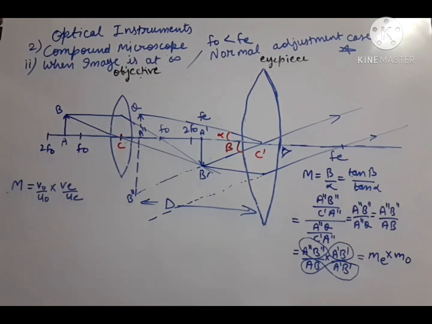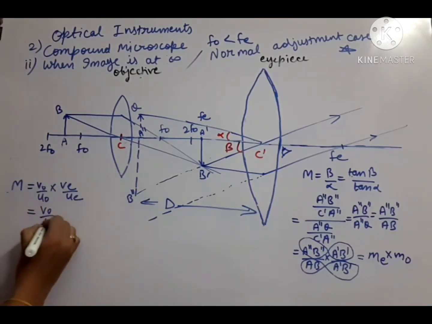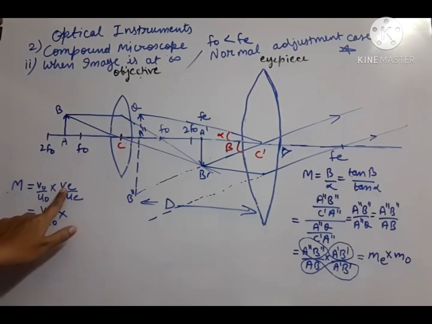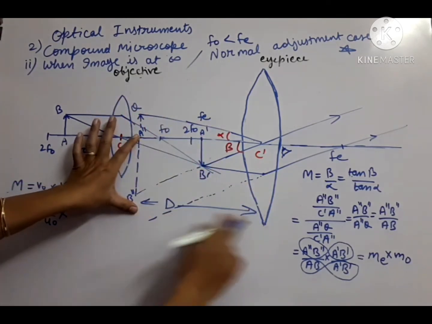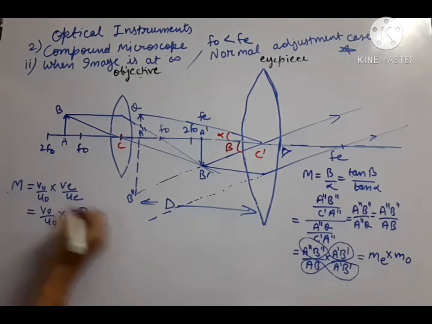Okay. After that, a small calculation is left. VO upon UO as it is, and VE upon UE. Let us now put in the values. These values we know already. VE, V means image, E means eyepiece. Where is the image of the eyepiece? Here is the eyepiece, and this is its image. What is its distance? D. So it is minus D because it is on the same side as the object.